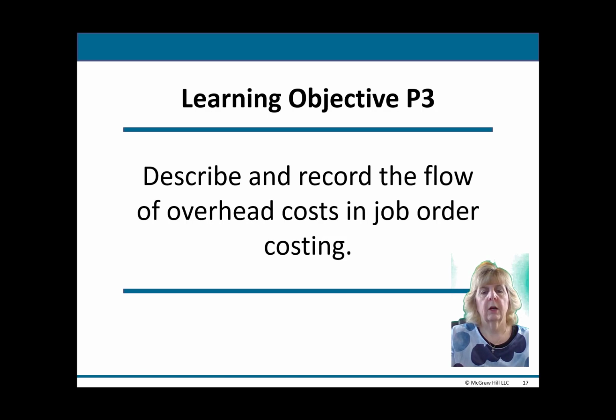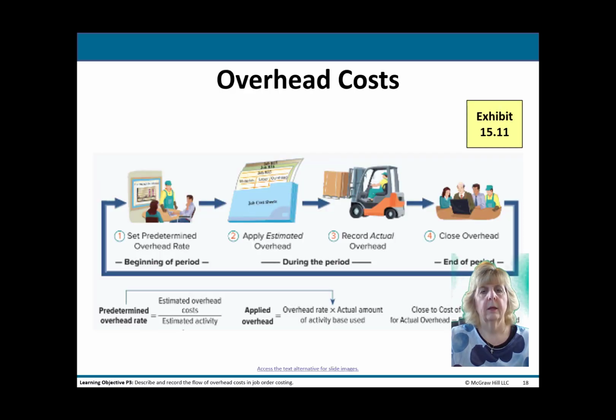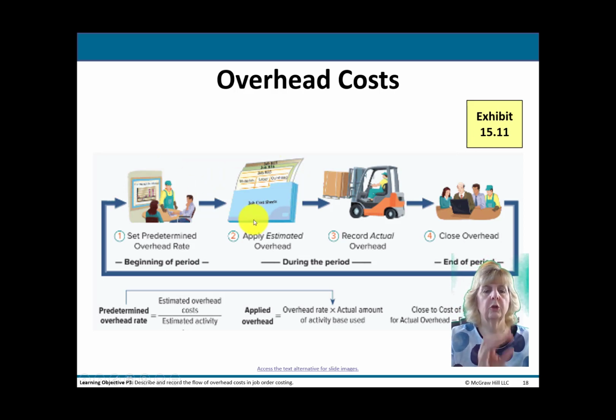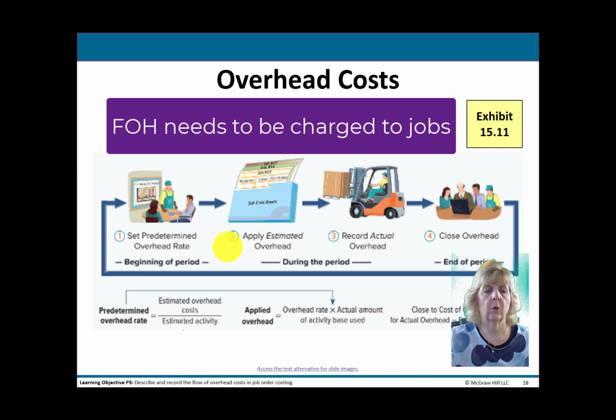The last type of cost that we'll talk about is the overhead costs. By the way, these tend to be the most difficult for students to understand, so I would pay particular attention to these slides. Overhead costs are, by their very nature, indirect product costs. That means you can't physically trace them to specific jobs. So what needs to happen is during the manufacturing period, the overhead needs to be charged out to each of the individual jobs that are being worked on.